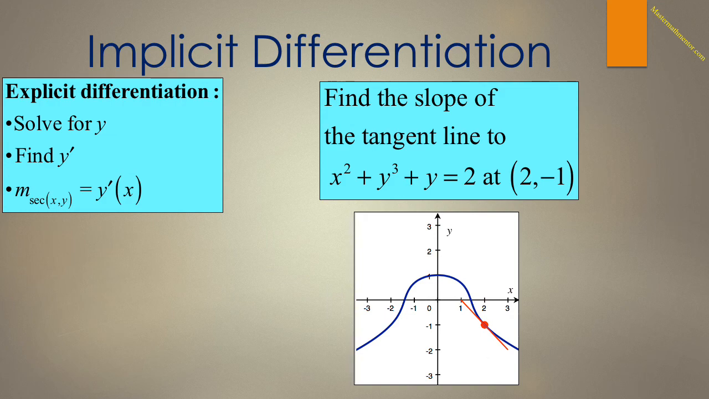But suppose the problem was to find the slope of the tangent line to the curve x squared plus y cubed plus y equals 2 at the point (2, negative 1), as shown in the graph below. How do we do this? We'd have to solve for y. Unfortunately, pretty strong algebraic techniques are going to be needed to actually solve this equation for y. There really needs to be a better way.